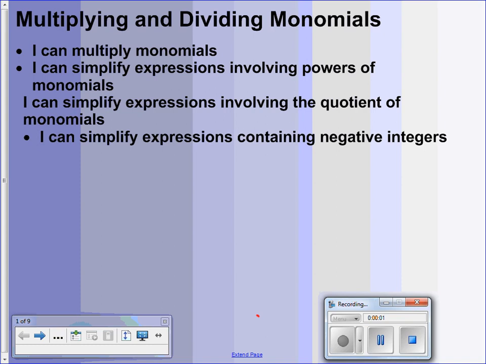In this lesson, we'll practice some multiplying and dividing monomials. By the end of the lesson, you should be able to multiply them, simplify expressions with powers, simplify expressions involving the quotient, and simplify expressions with negative integers.